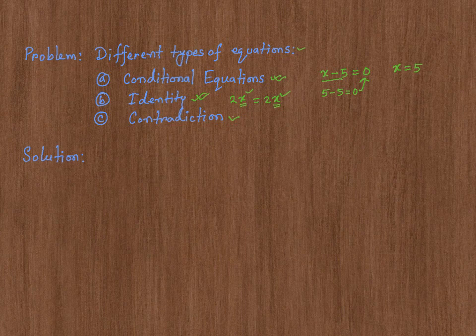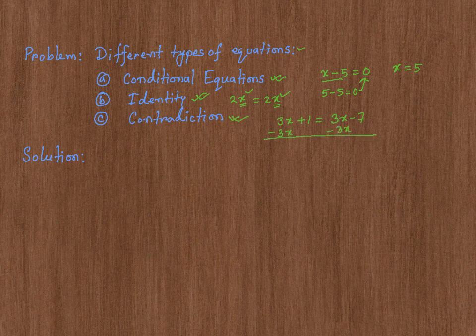The third kind is contradiction. As the name implies, it doesn't work, it contradicts. So here is an example. If I have 3x plus 1 is equal to 3x minus 7, I can subtract 3x from both sides. Subtract 3x from both sides of this equation.